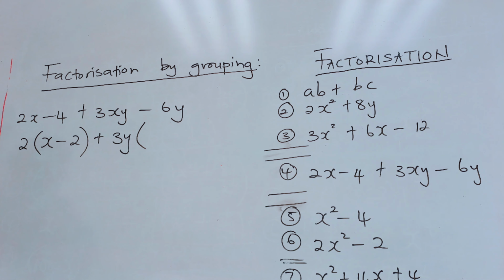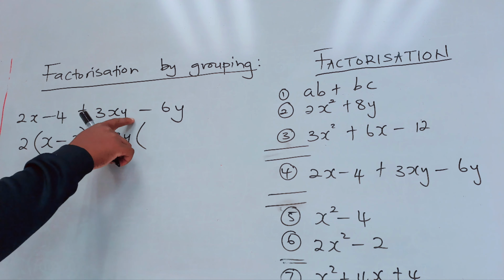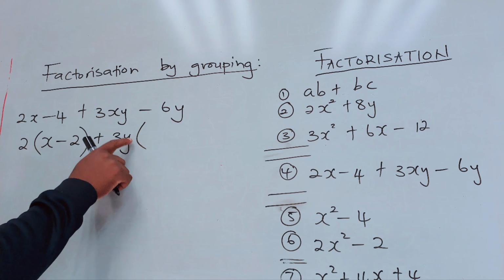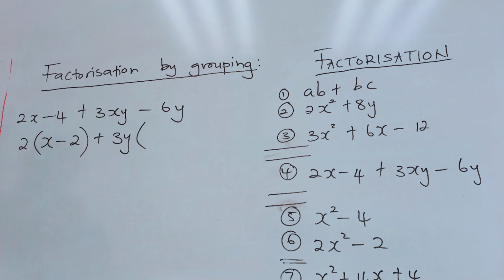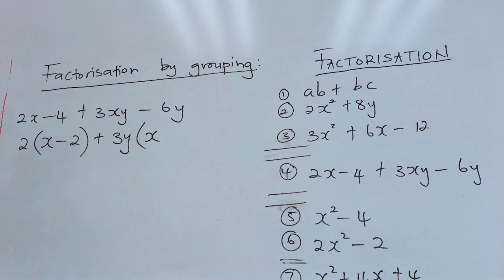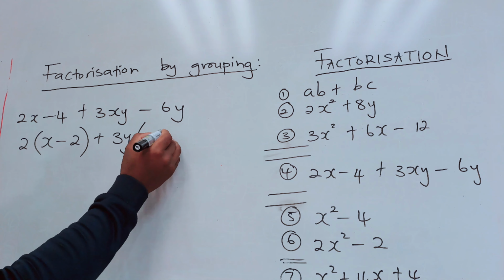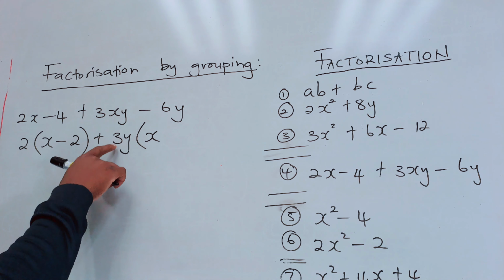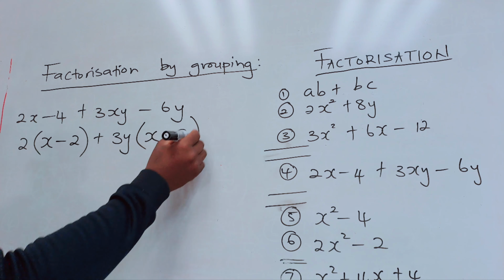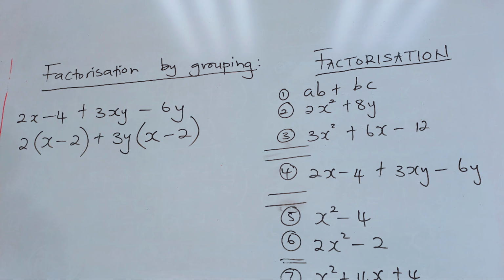Then you open a bracket. 3xy divided by 3y. 3 and y cancel. Then we'll be left with x. Then 6y divided by 3y is 6 divided by 3 is a 2. Y divided by y is a 1. So this is where we are right now.